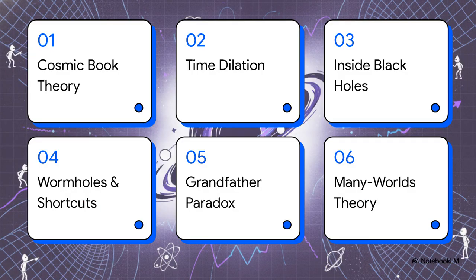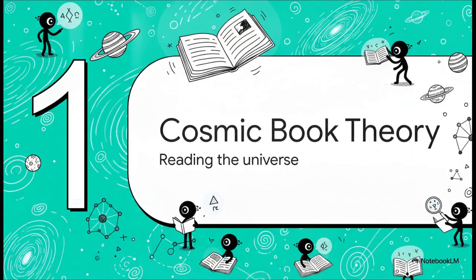So, here's our roadmap for today. First, the cosmic book theory. Then, gravitational time dilation, inside the black hole, wormholes and shortcuts, the grandfather paradox, and finally we'll wrap up with the many worlds interpretation.